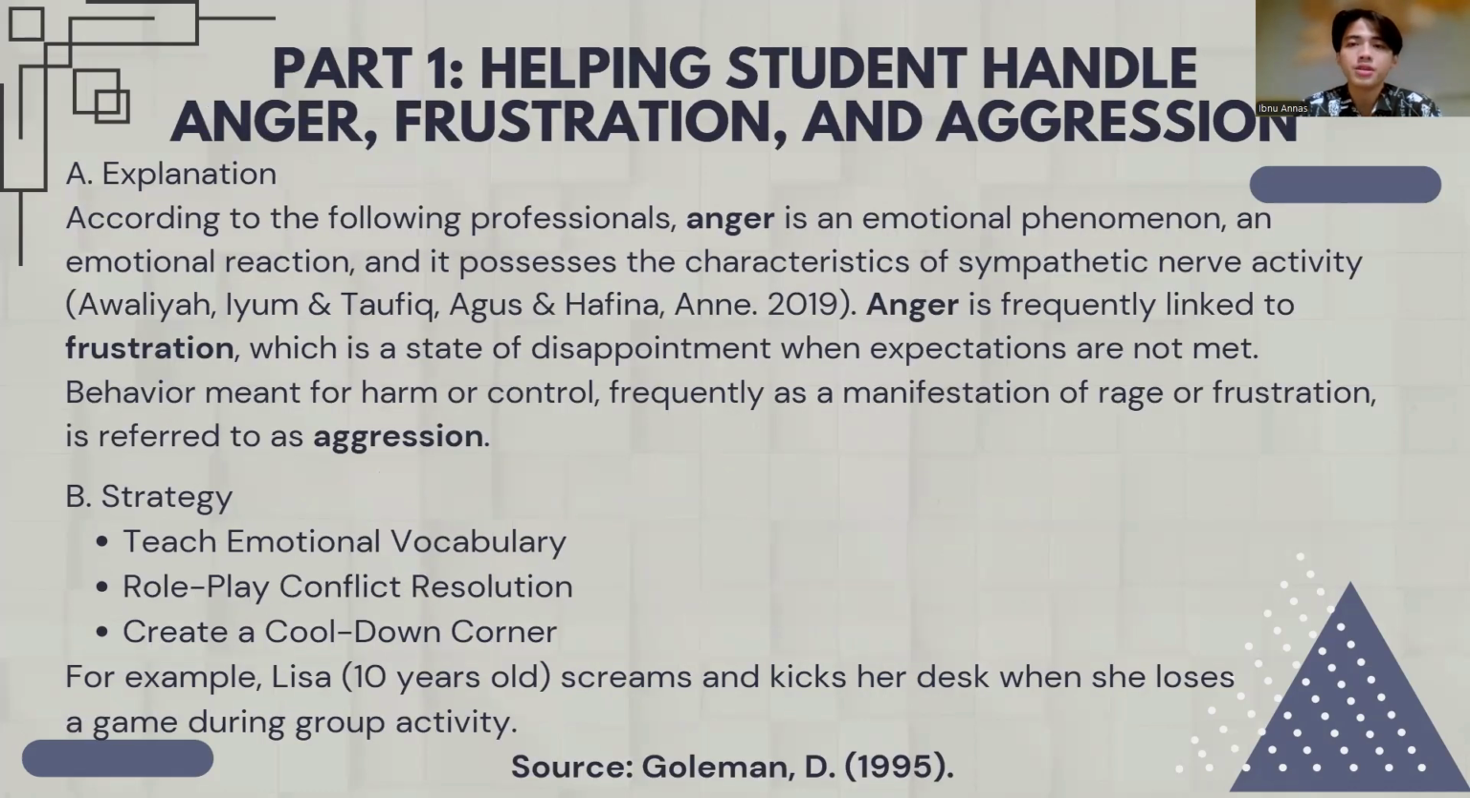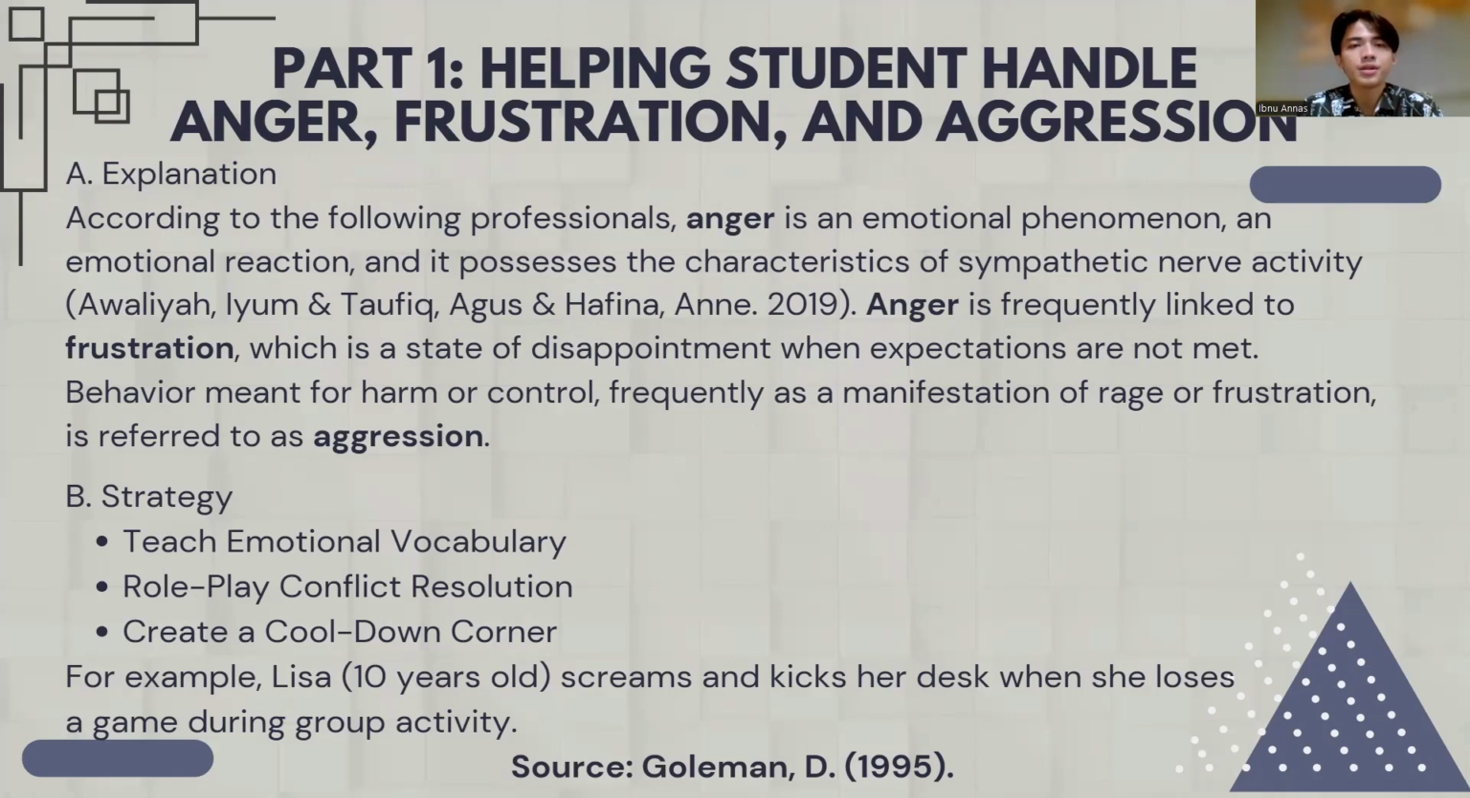The number two is helping students handle their anger, frustration, and aggression. As explained below by Awalia et al. 2019, anger is an emotional reaction, and it possesses the characteristic of sympathetic nerve activity. Anger, frustration, and aggression are frequently linked. Frustration is a state of disappointment when expectations are not met. Aggression is behavior meant to harm or control, and is frequently a manifestation of rage and frustration too.